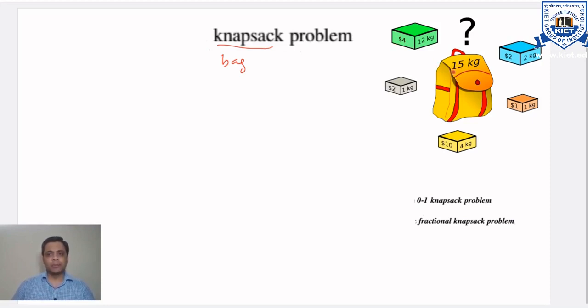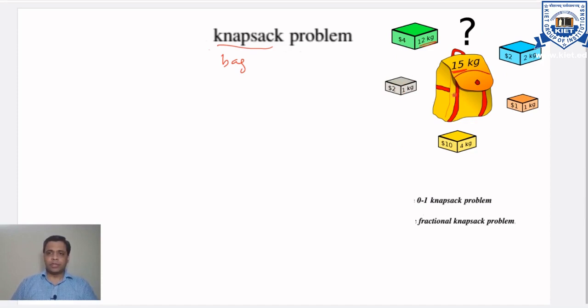So the capacity of your bag is 15, and there are some items having some weight and the cost of that thing. In some numericals it is also given as the profit of that item. So this is the weight of this particular item, let's say I'm saying the green item. So the green item has weight 12, and cost or profit 4. Likewise this gray item has weight 1 kg with 2 unit price, and so on.